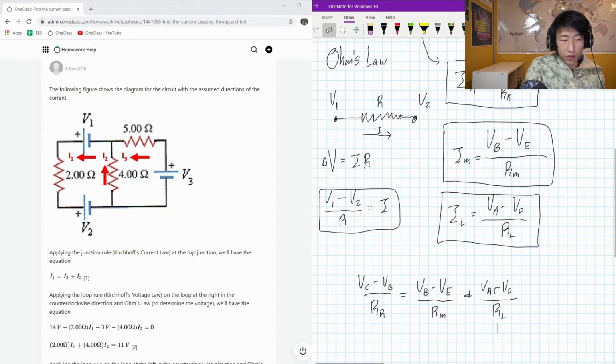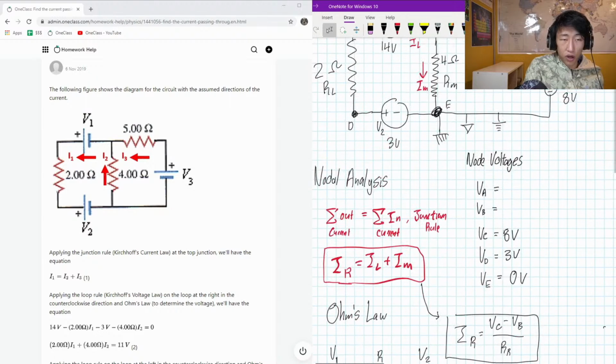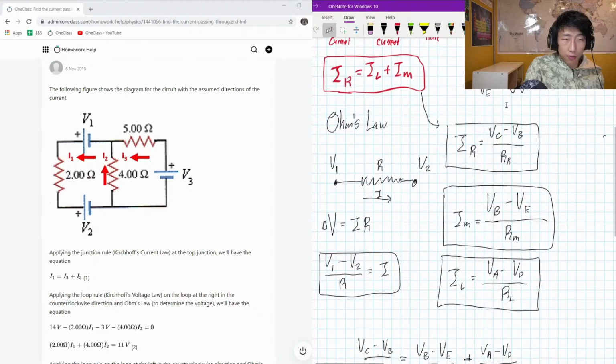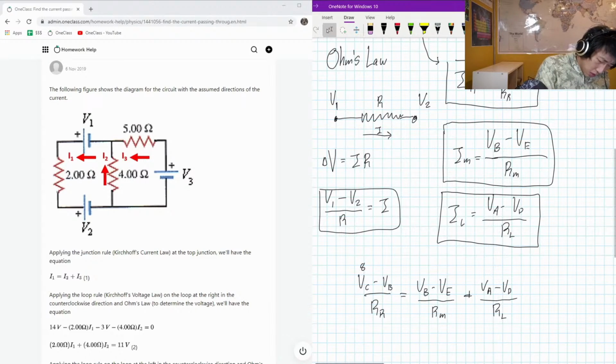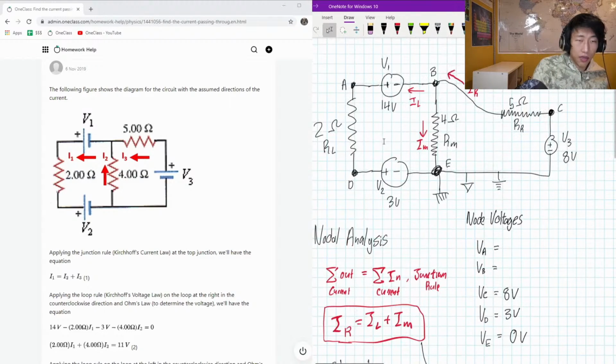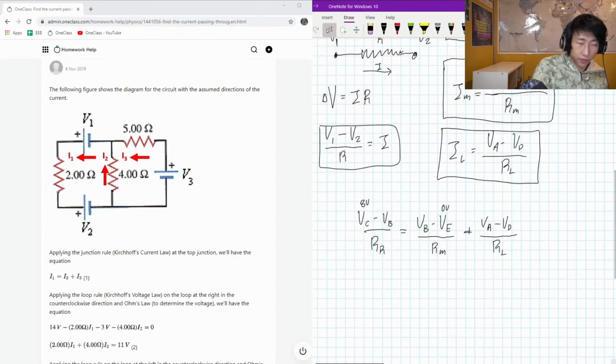If we sub in some numbers here, this will be even easier to deal with. It's only A and B that we don't know the numbers for, but the others we can sub in. So VC is 8 volts, VE is going to be 0 volts, and VD is 3 volts right here. The right resistor is 5 ohms, the middle resistor is 4 ohms, and the left resistor is 2 ohms.